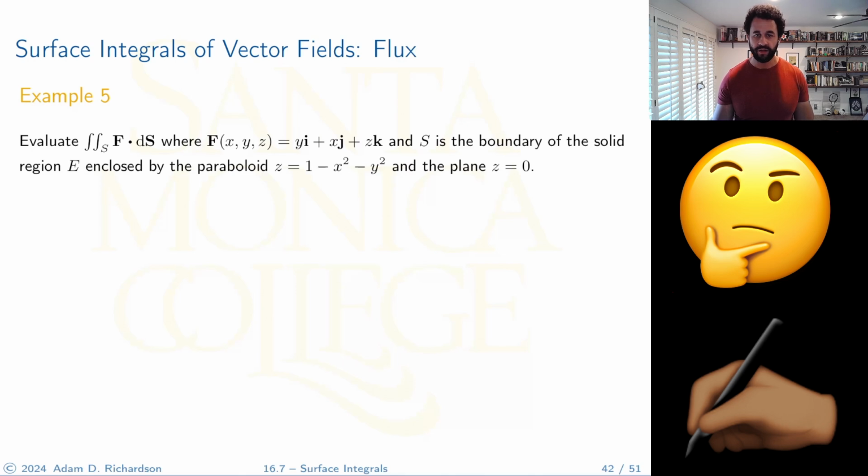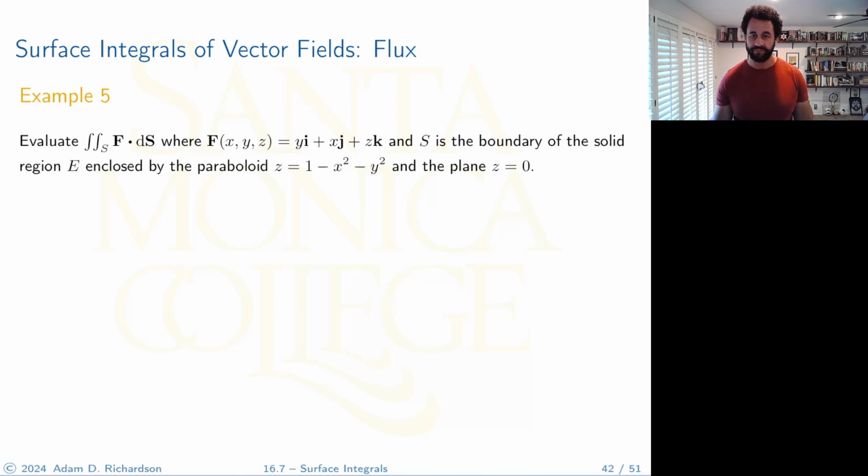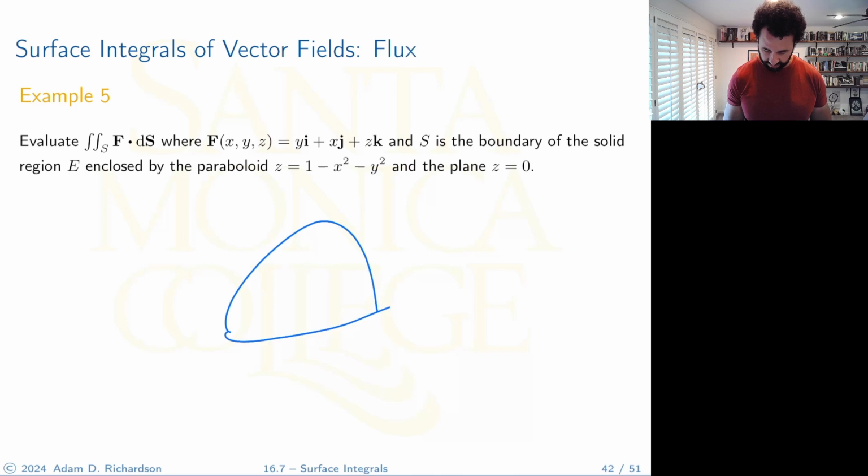Okay, here we go. All right, so let's see. First thing, we have our force field, we have our vector function there. We need to find a way to describe the surface itself. So the surface is the boundary of the solid region E enclosed by this paraboloid and this plane. So really we've got the surface of a paraboloid, and this one is going to be opening downward and opening toward the XY plane. So what it should look like is something like this, and then that. There we go. Yeah, just like that.